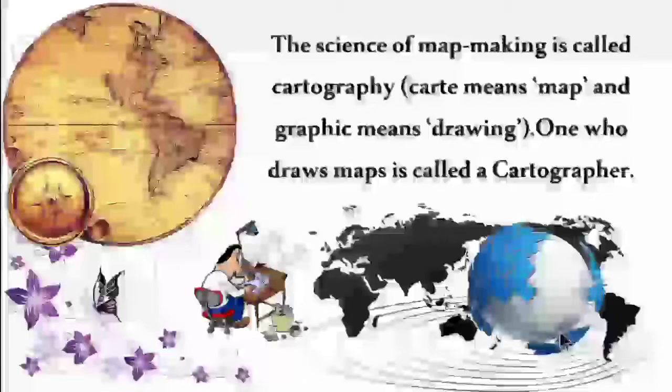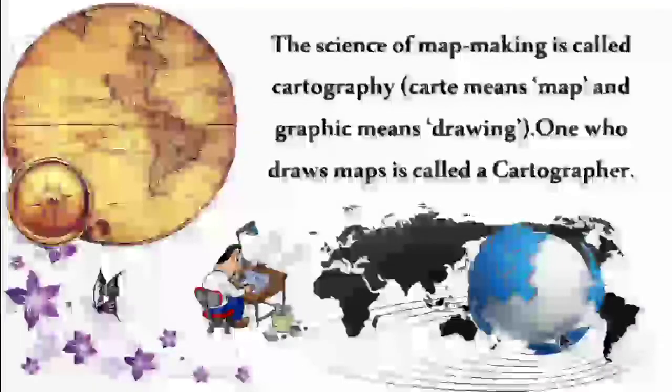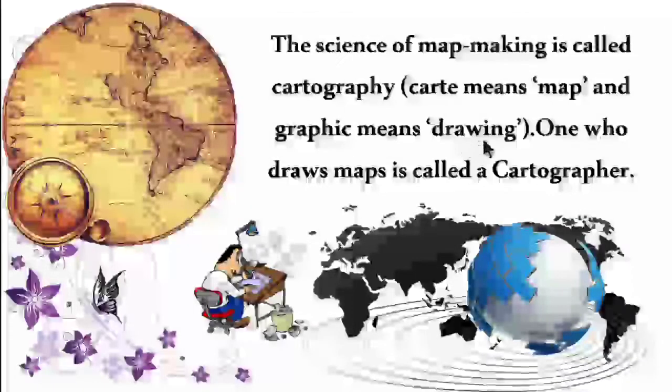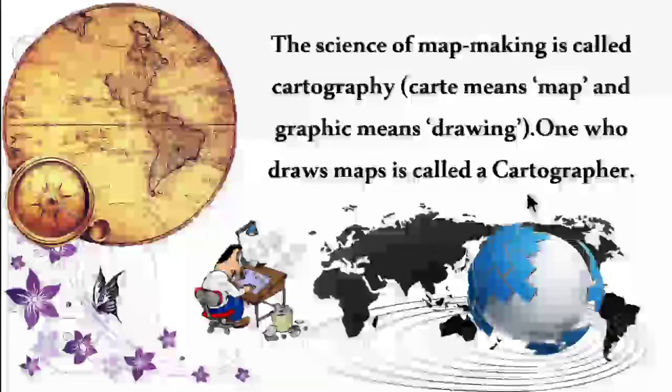And also the science of map making is called cartography. So make a note of it, children. The science of map making. So map making study is called cartography, where cart means map and graphic means drawing. Okay, cart means map and graphic means drawing. One who draws the map is called a cartographer. The study of map making is called cartography and the person who draws the map is called a cartographer.